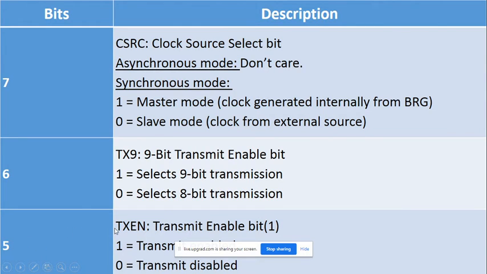Okay, bit number 5 is TX enable, that is the transmit enable bit. Here 1 means enable the transmission process and 0 means disable the transmission process. With the help of this bit, we are controlling, enabling and disabling the transmission process. In our practical, you must set this bit to 1 to enable the transmission process.